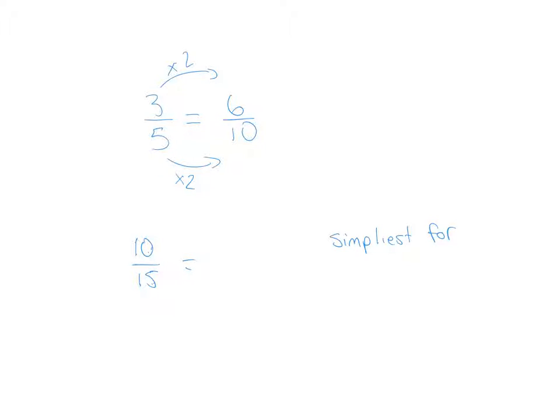In this case, you can see 10 can be divided by 5 because it ends with a 0, or you can do 15 divided by 5. Now watch this: 10 divided by 5 gives me 2. 15 divided by 5 gives me 3. So 10/15 reduces to 2/3. That would be what we call lowest terms.